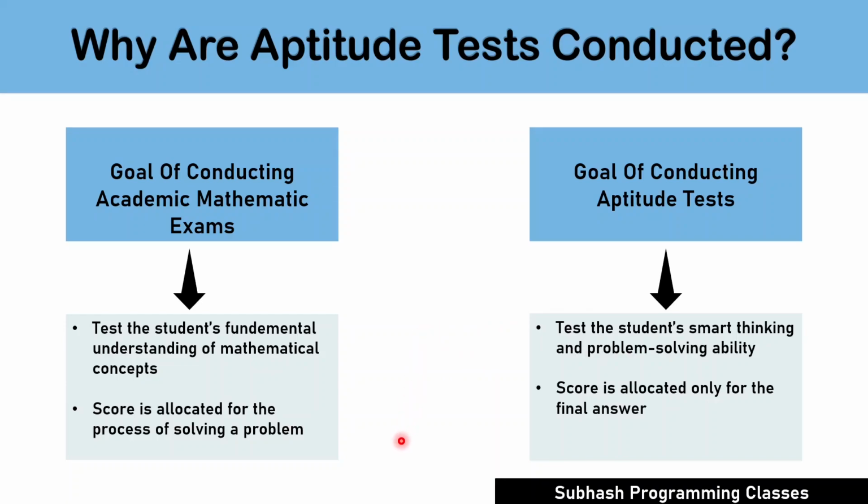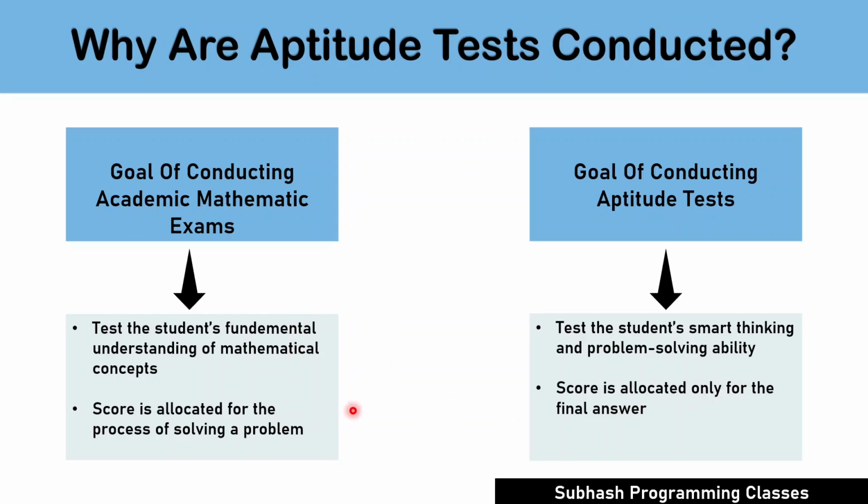It has to be understood that academic mathematics exams in school have a different goal and aptitude tests have a different goal. In the academic mathematics exam, the focus is on the process of solving a given problem. Marks are allocated for the process in academic exams. Whereas in aptitude test, the focus is on the final result. In aptitude test, the end result is more important than the process of getting it.